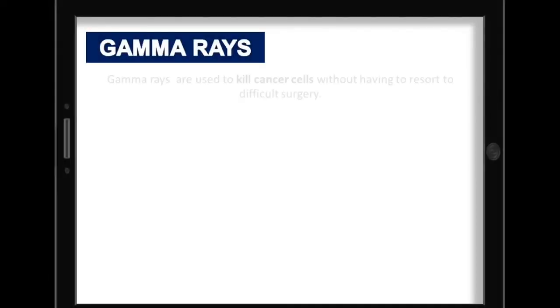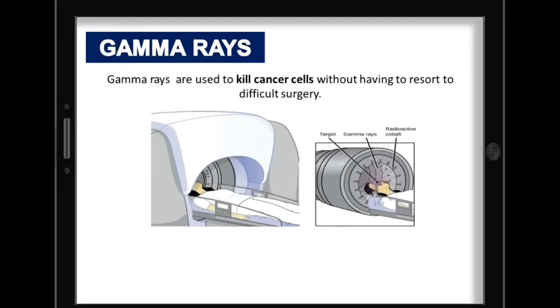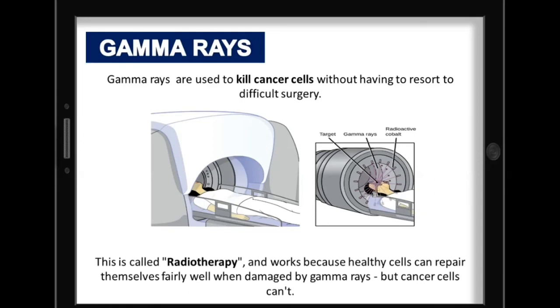Because gamma rays can kill living cells, they are used to kill cancer cells without having to resort to difficult surgery. This is called radiotherapy and works because healthy cells can repair themselves fairly well when damaged by gamma rays, but cancer cells can't.